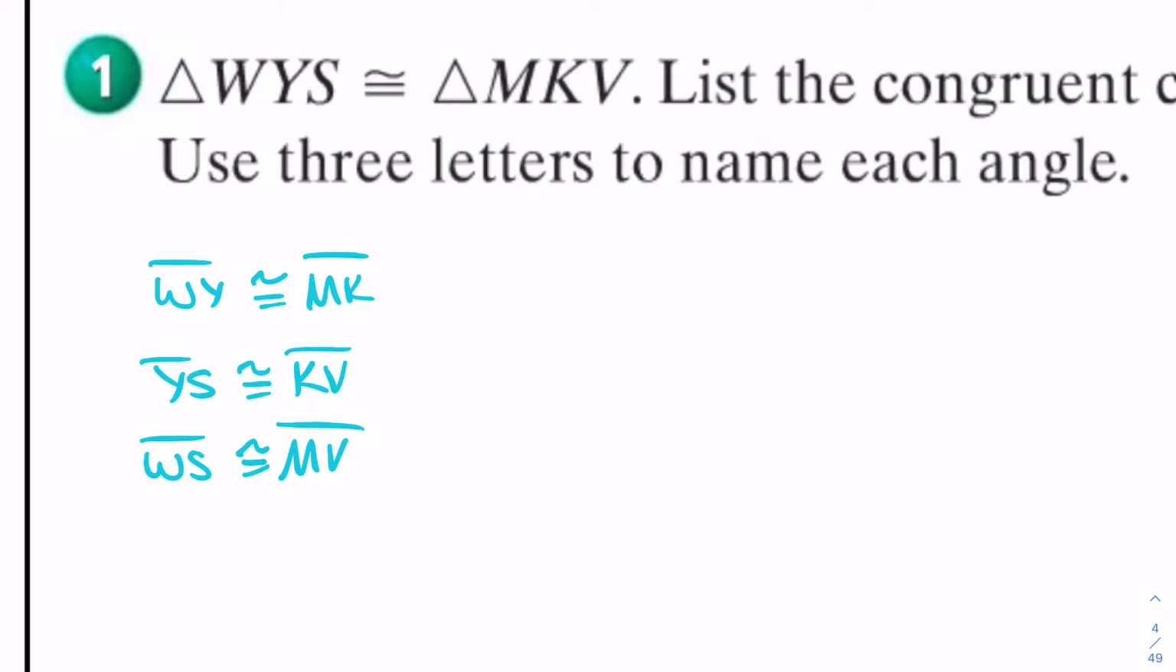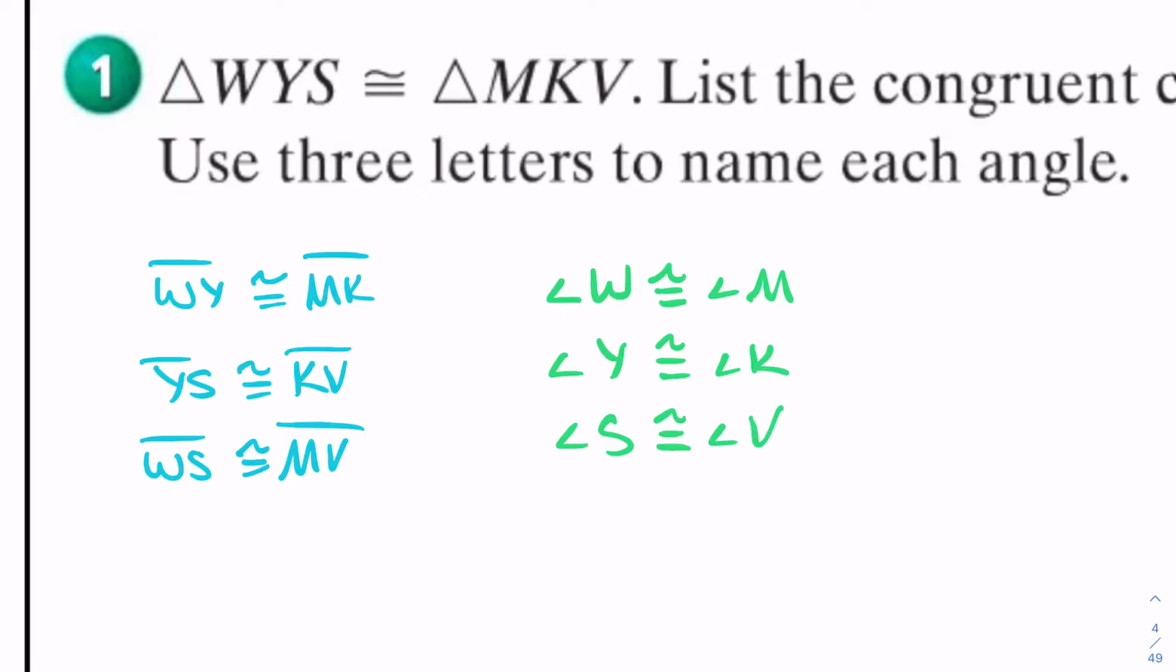And then the next one I'll say angle W, angle Y, and angle S is congruent to angle M, angle K, and angle V. So that's all 3 of them in order.